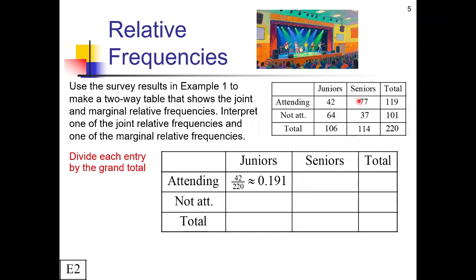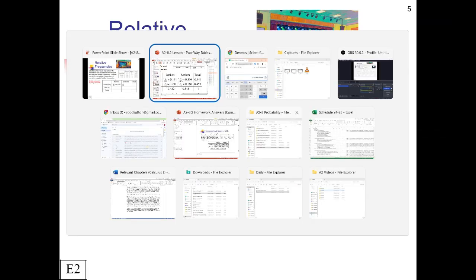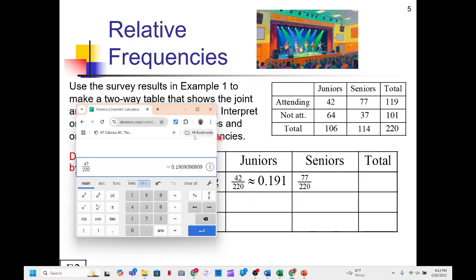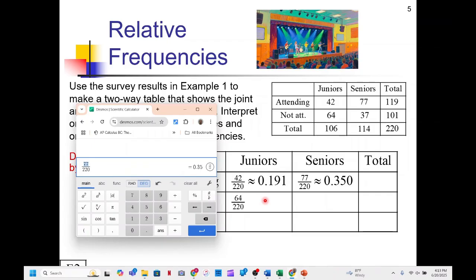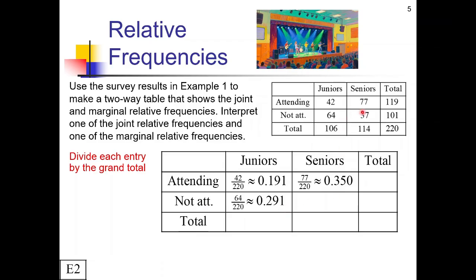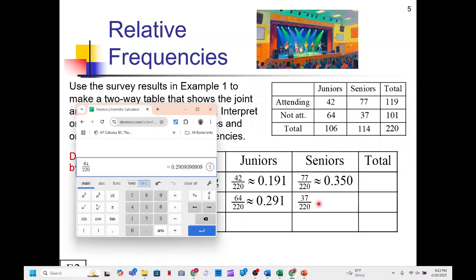Let me do this next one now. We have seniors, so that's going to be 77 over 220 for that one. There we go, 77 over 220. And plugging that in, I've already got this over 220, so I'll just go up here and change the 42 to a 77, and that's exactly 0.35. So I didn't really need the squiggly equals there. All right, let's do not attending now. So that's 64 divided by 220, and that is 0.291. And then finally, we've got 37 divided by 220, which comes out to 0.168.